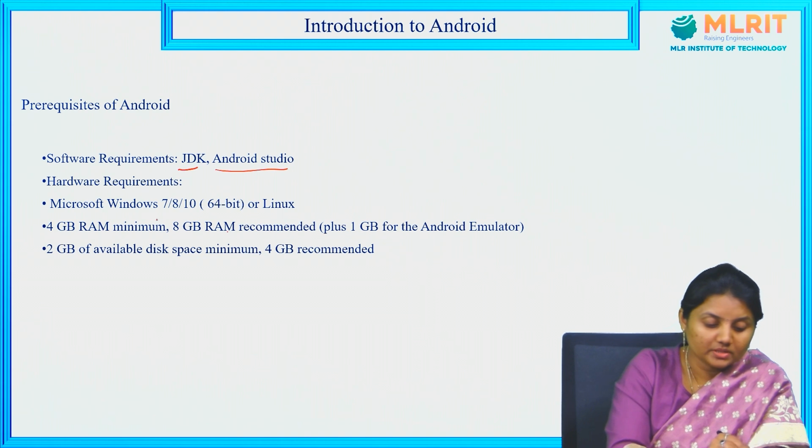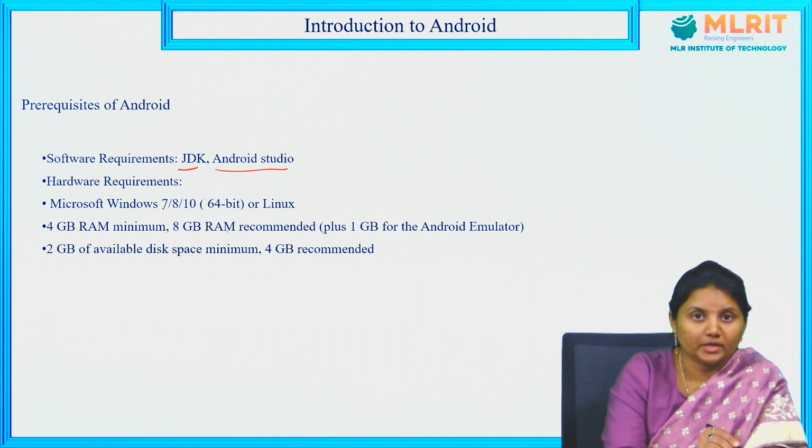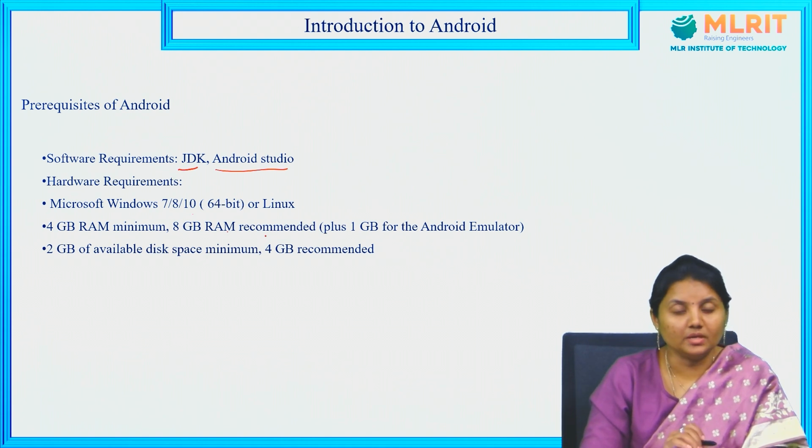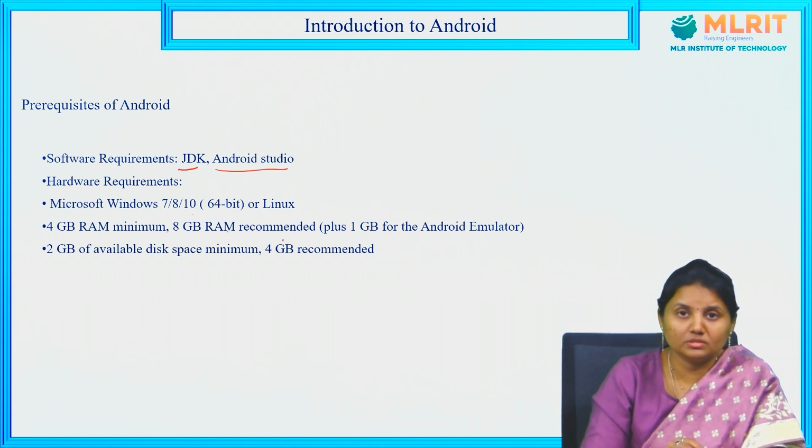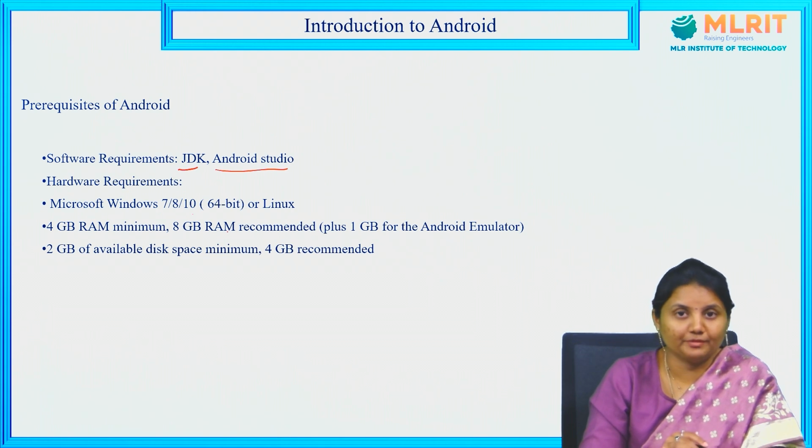Next, the hardware requirements. You need an operating system, any operating system that we use today. Windows 10 is fine, and it should be 64-bit, or a Linux platform is also okay. Minimum 4 GB RAM is okay, but 8 GB is recommended because you need space to put all your APK files and build them. So you need minimum 8 GB, plus 1 GB for the Android emulator.